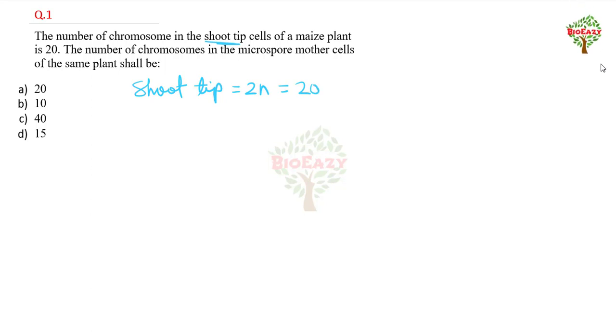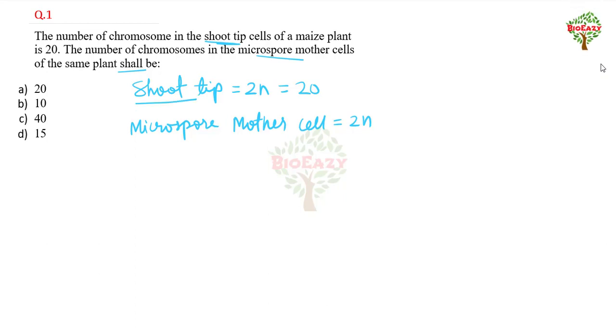Next line is, the number of chromosomes in the microspore mother cells of the same plant shall be. We all know that the microspore mother cell is also a diploid cell. So the number of chromosomes in microspore mother cells is equal to that in the shoot tip cells. So the answer is 20.